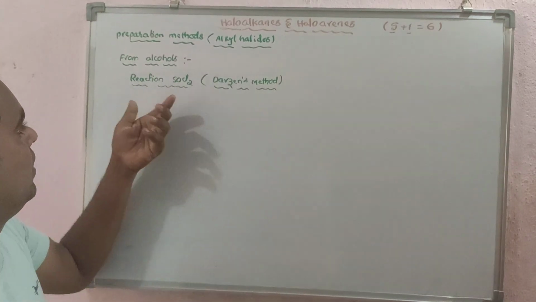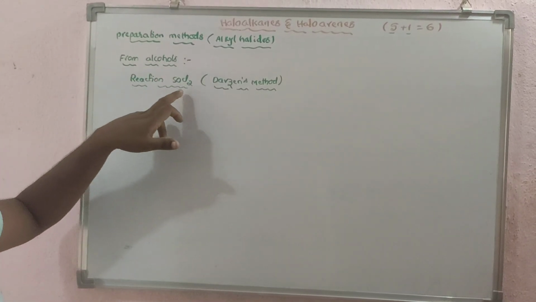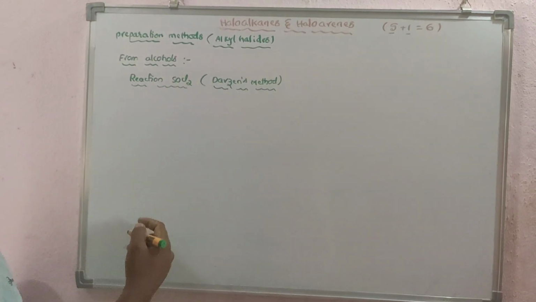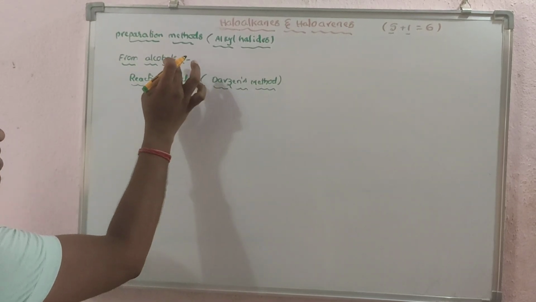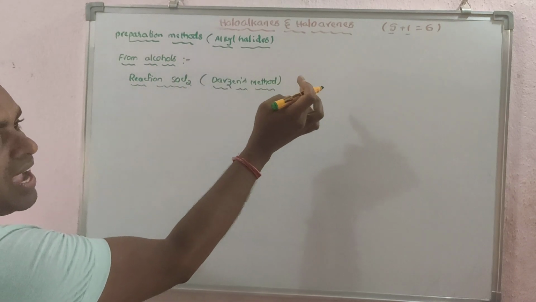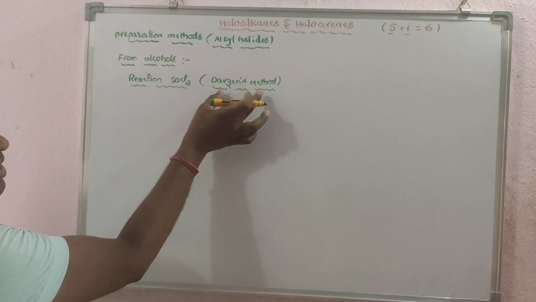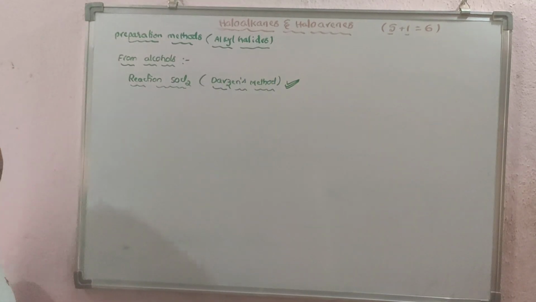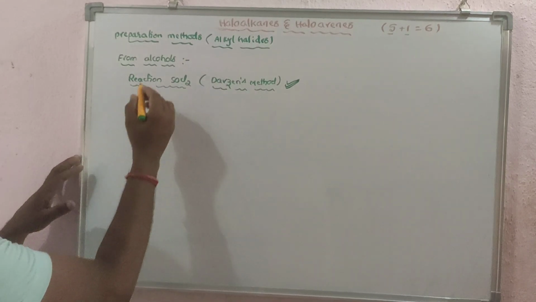Next one is the reaction of alcohols with SOCl2. SOCl2 means it is thionyl chloride. The reaction of an alcohol with thionyl chloride produces alkyl chlorides, and that process we will call Darzens' process, or Darzens' method.